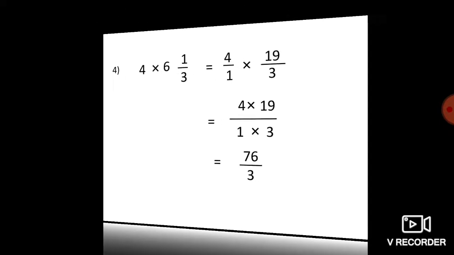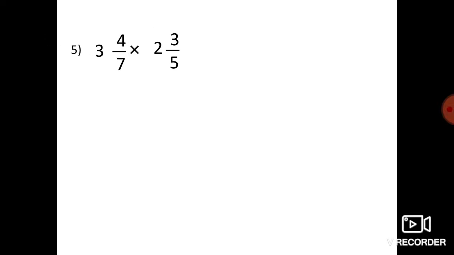Okay. Next question: 3 4 by 7 into 2 3 by 5. First we convert this into improper fraction. Conversion to improper fraction we studied.